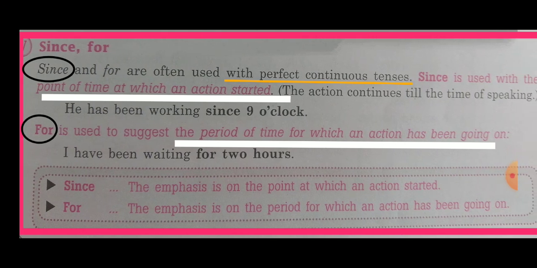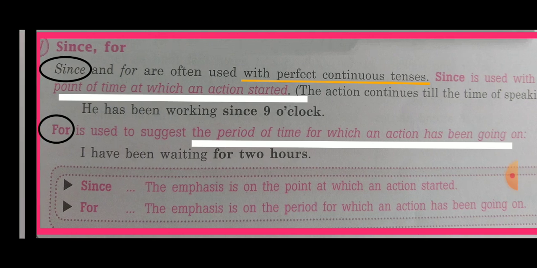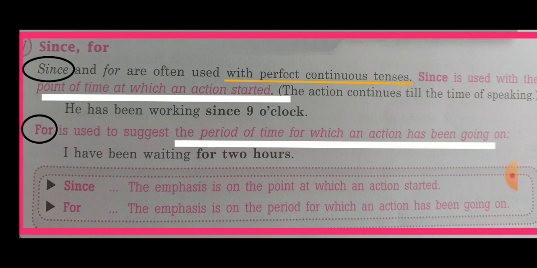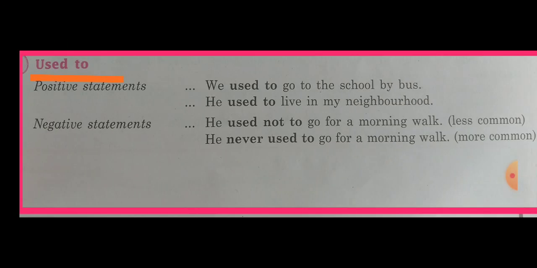But if we don't have a point of time, we have a period of time, then we will use for. Like, I have been waiting for 2 hours. We have a period of time. For denoting point of time, we will use since in perfect continuous tenses. For denoting period of time for which an action has been going on, we will use for in perfect continuous tenses.